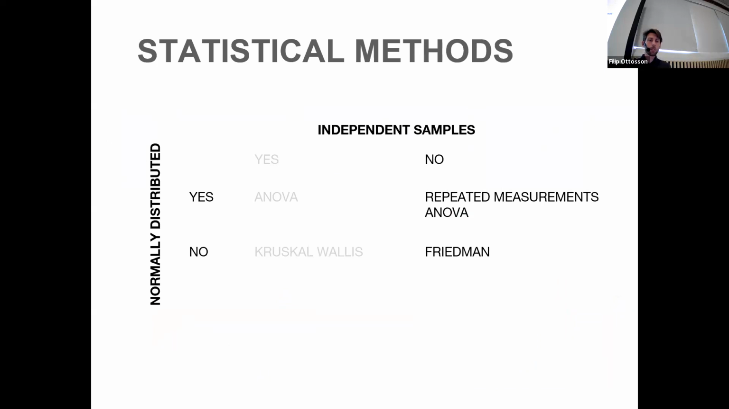And then we go back to our matrix here. We can also cross out repeated measures ANOVA, because we don't consider our data to be normal. So we have one left, that's the Friedman test. It's a non-parametric test where you can compare several different groups.